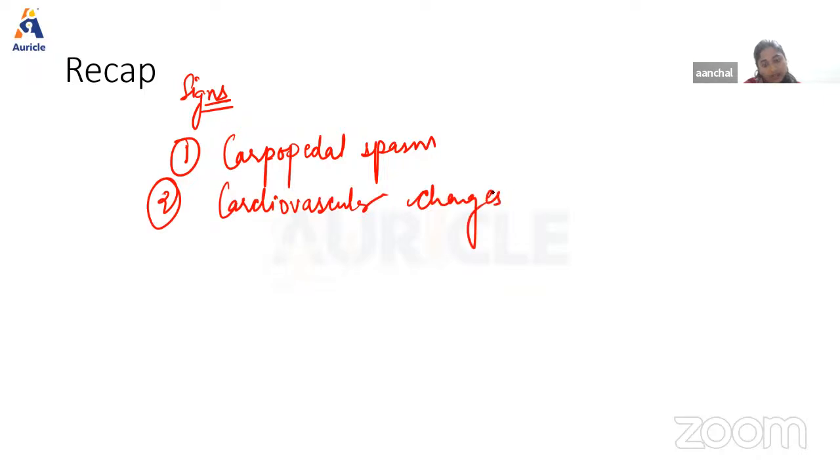In which there will be dilation of the heart, prolongation of the duration of the ST segment, right? Arrhythmia, hypertension, heart failure, okay? And other features are also like dry skin, hair loss, decreased permeability of the cell membrane. So these are the other signs and symptoms of the tetany.